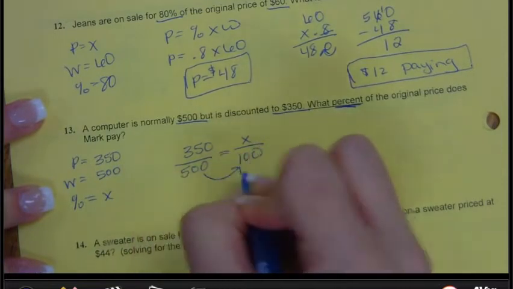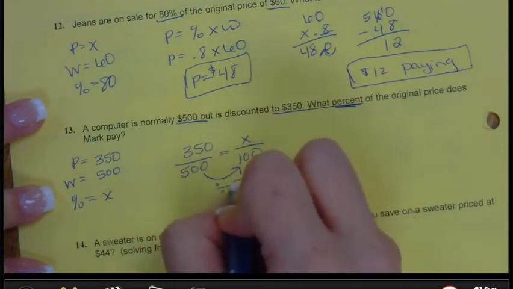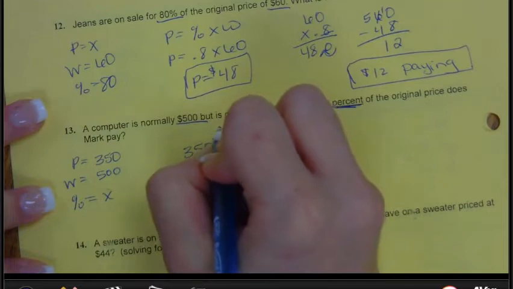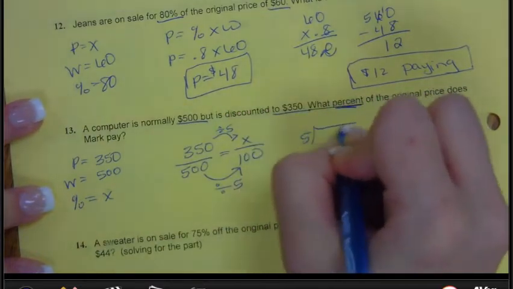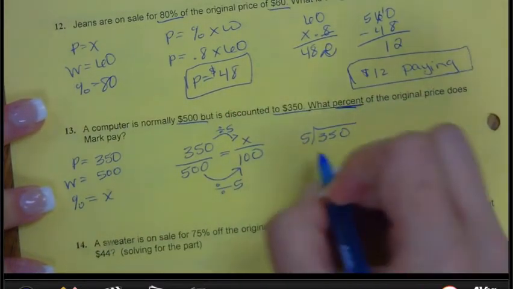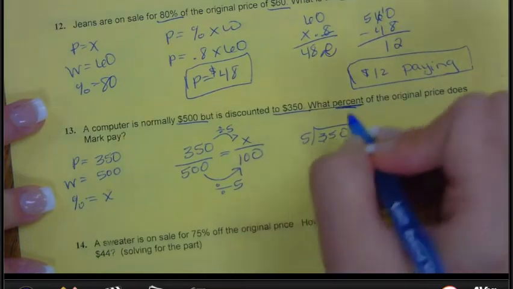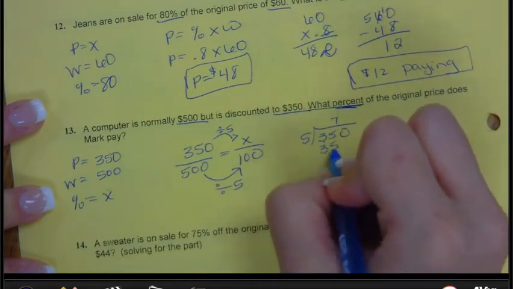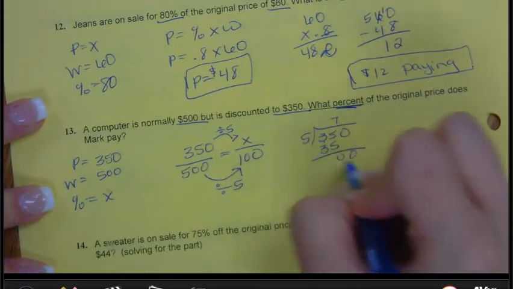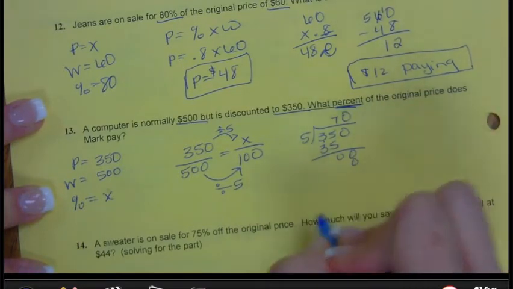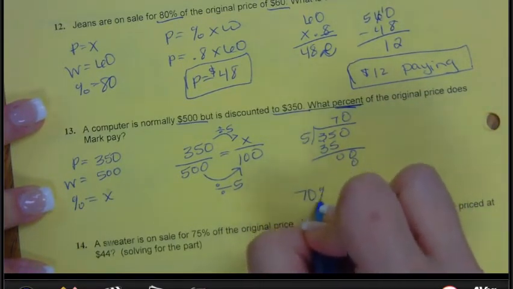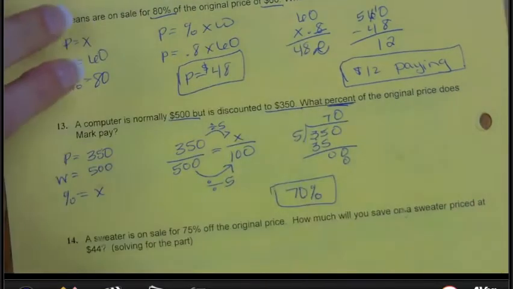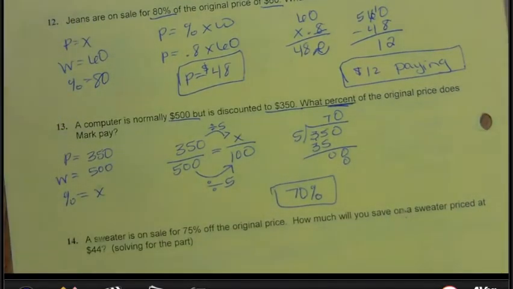I go from 500 to 100, and I divide by 5, and I'm going to do the same thing to the top. So 350 divided by 5. Well, 5 can't go into 3, but it can go into 35 7 times. Nothing left over. Bring down the 0. 5 can go into 0 times to see that I am paying 70% of the original price of the computer. Okay?